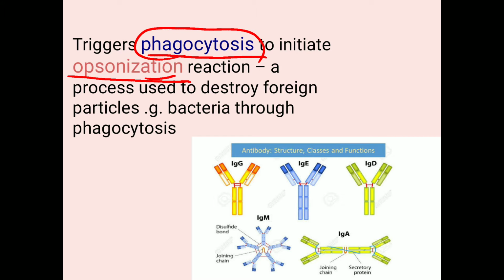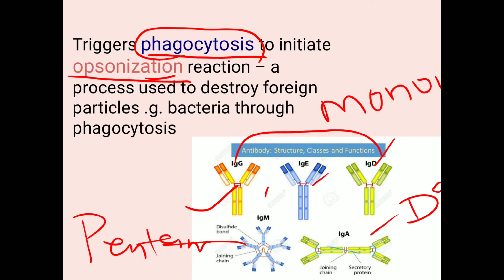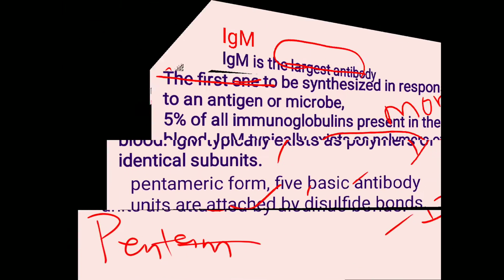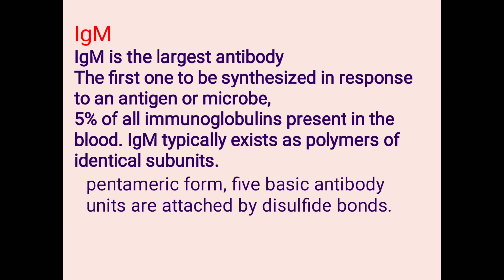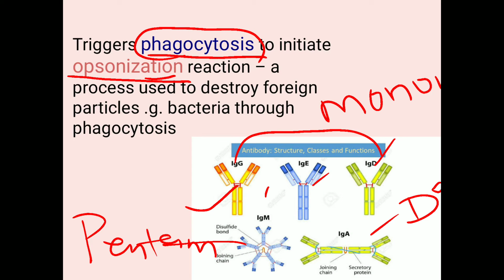So these are the basic structures of these 5 types of antibodies. IgG exists in monomeric form, as do IgE and IgD. These 3 are monomers. Then IgA is a dimer attached by a J chain, and IgM is a pentamer. IgM is the largest antibody. IgG has a half-life span of 23 days.